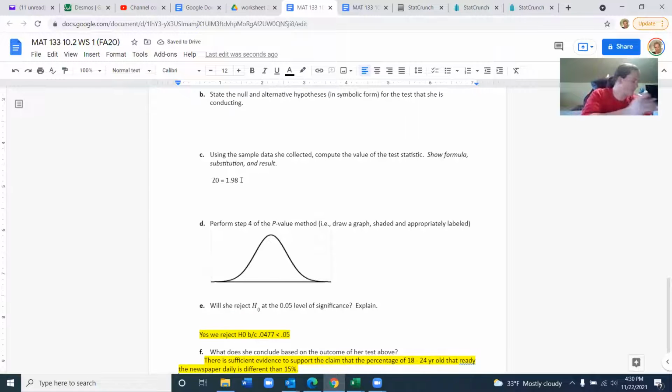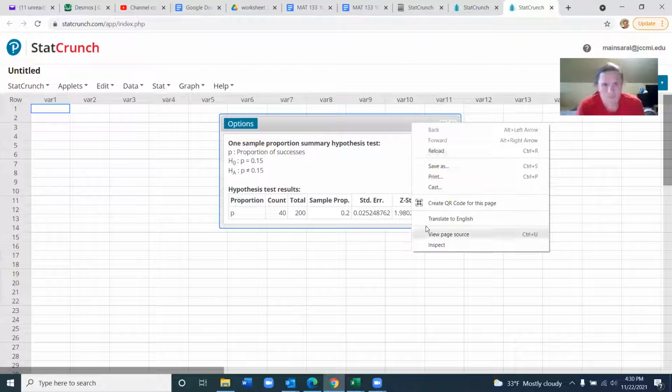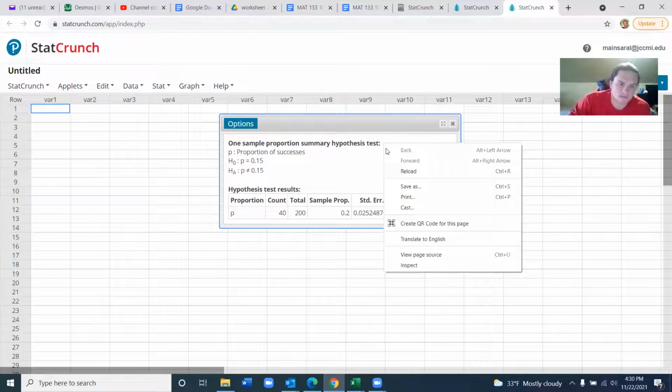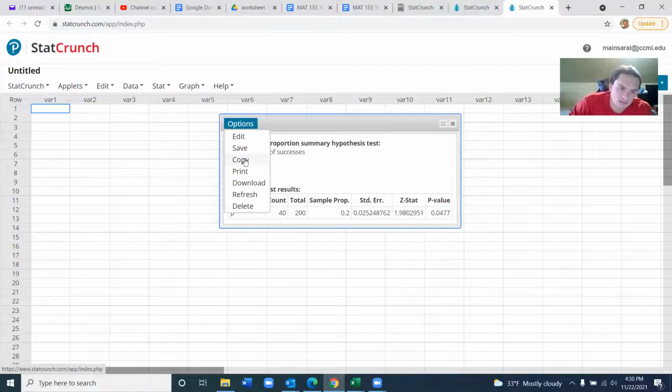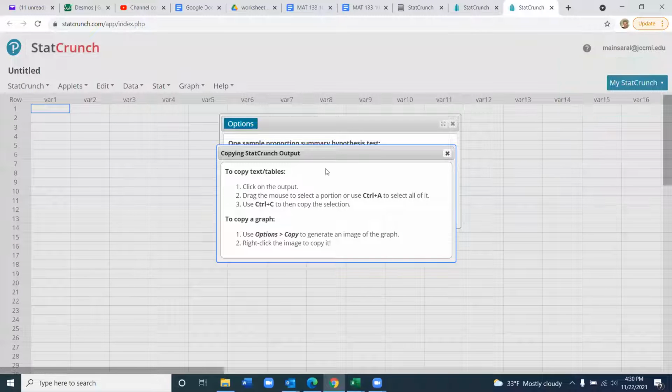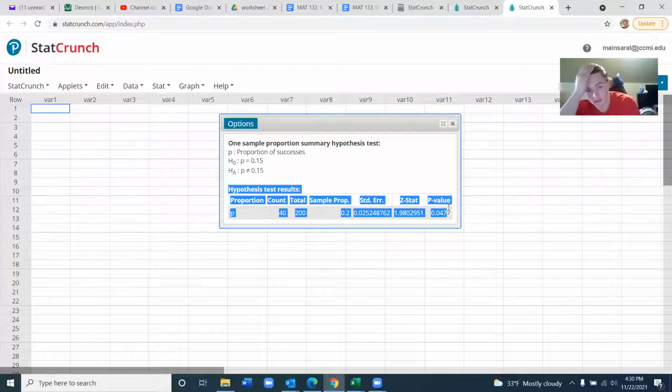Any questions there so far? Nope. Okay. And actually, I'm going to go to StatCrunch and sometimes it'll let me copy and sometimes it won't. I'm just going to copy this whole thing.